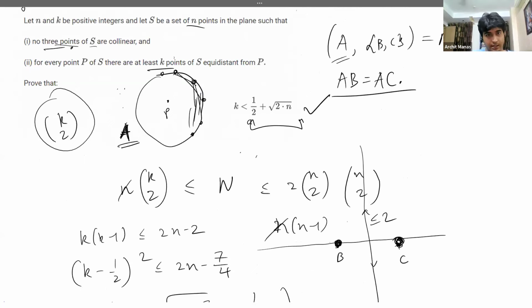It's interesting to think about the other direction. Can you actually construct sets such that k is large? Can you have points like that?